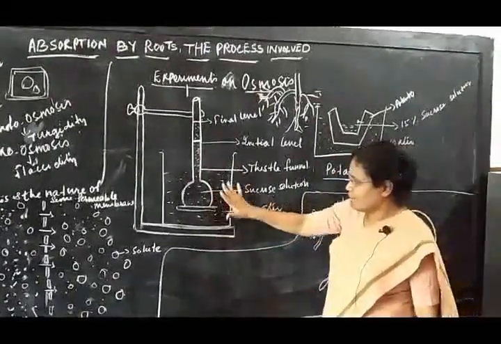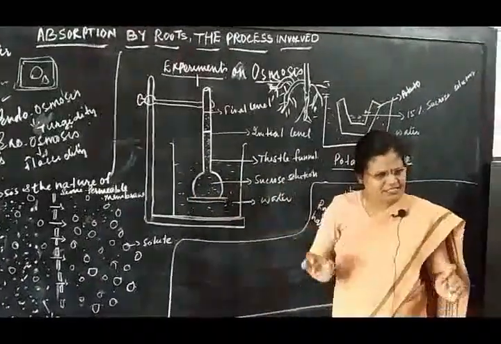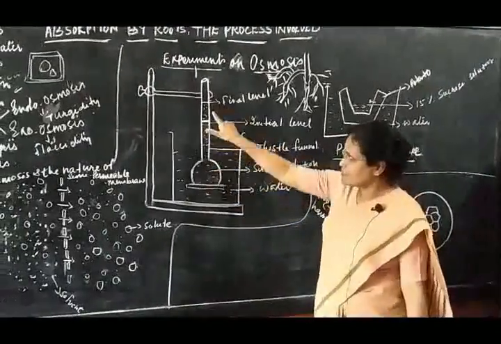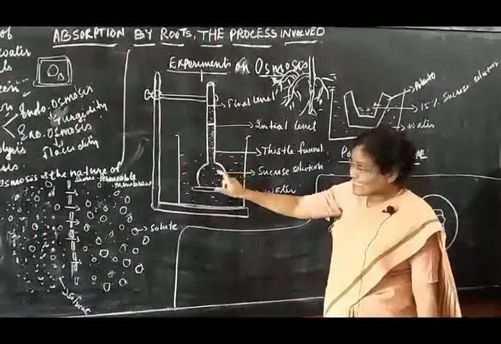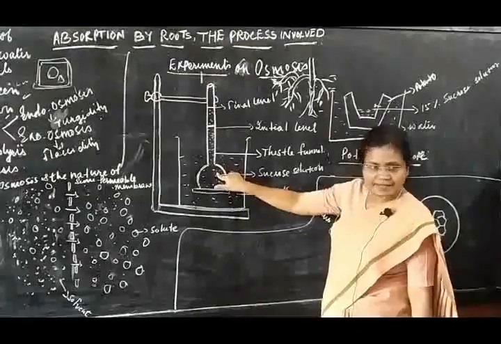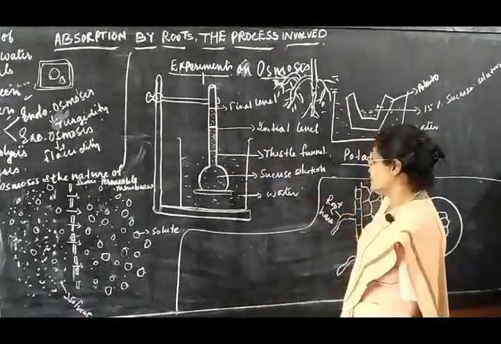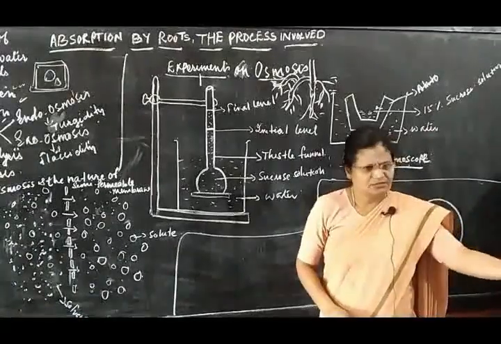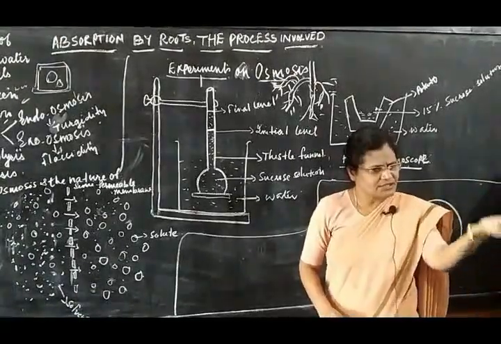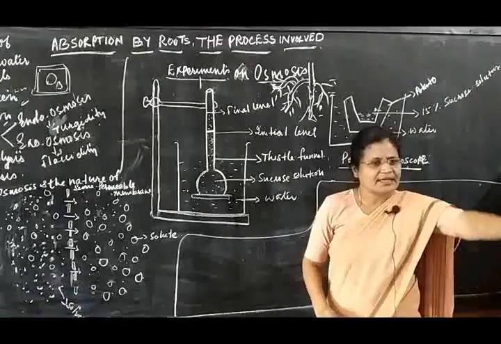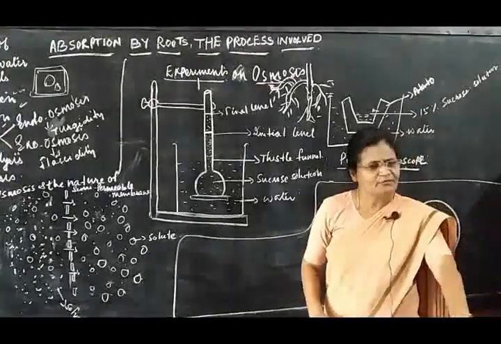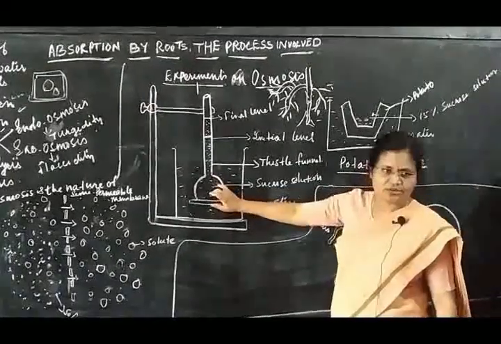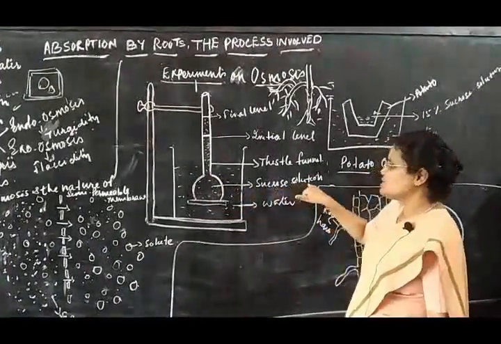You have a beaker filled with water, just simple water. Then you have fixed a thistle funnel. Inside the thistle funnel we have sucrose solution. You can have salt solution and sugar solution. Take sugar, put plenty of it in water and you get the sugar solution, or take the salt, put it in water, you have a salt solution. So, you can take either salt solution or sugar solution. Here we have taken sucrose solution.